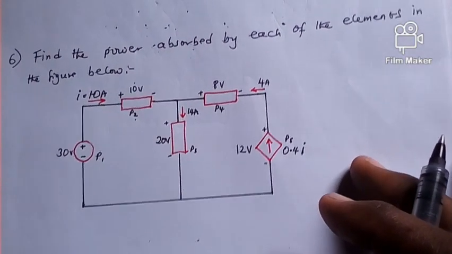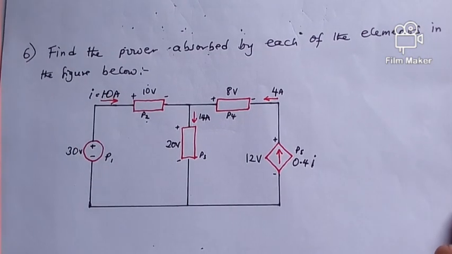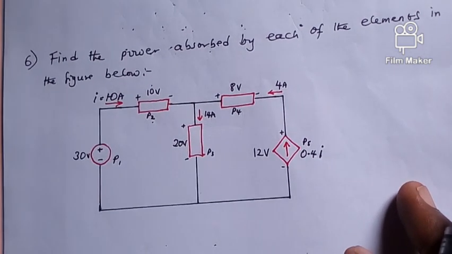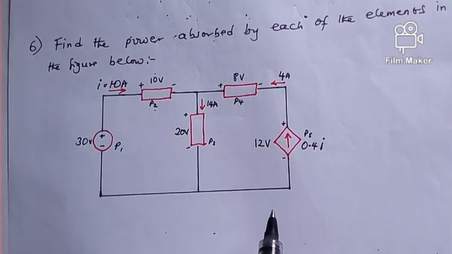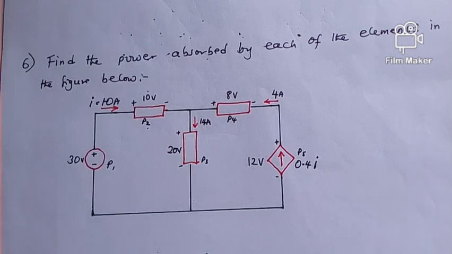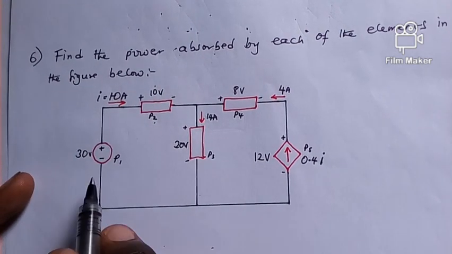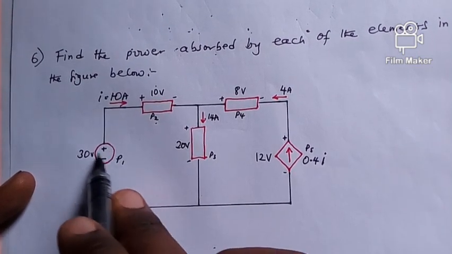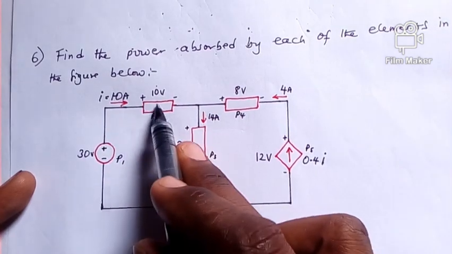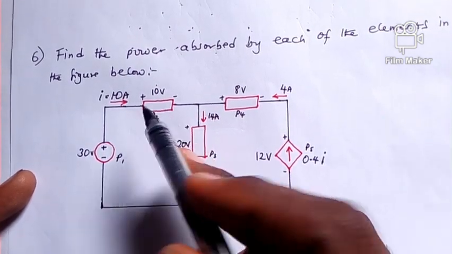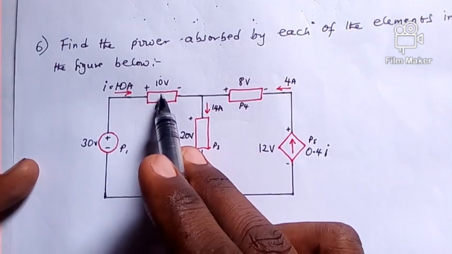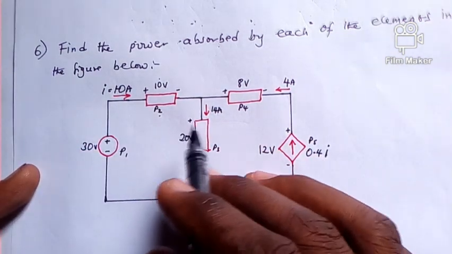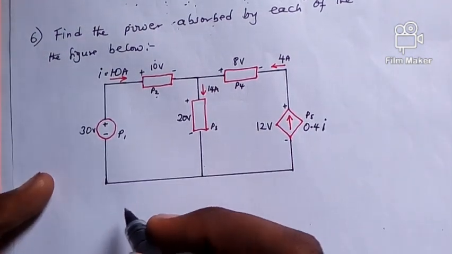Now here is a problem. Find the power absorbed by each of the elements in the figure below. So I want you to feel free to pause the video and try out this problem yourself. All right, let's continue. Now notice that this is also an independent voltage supply. This is also a kind of resistor or voltage supply, whichever element this is, it is still known. So we are asked to find the power of each of these elements. So let's quickly get down to work.